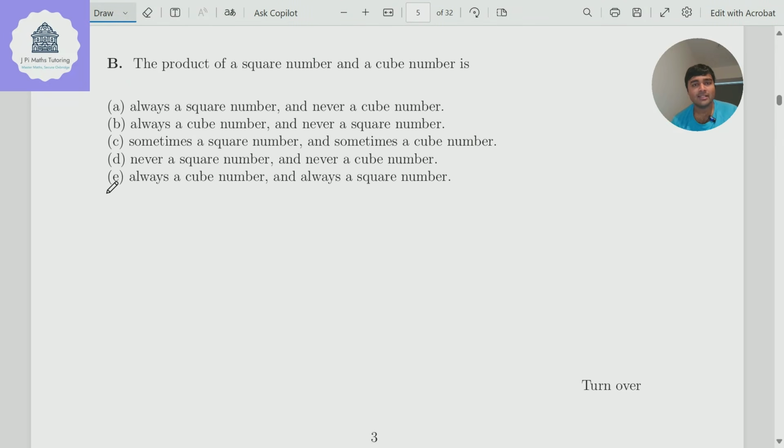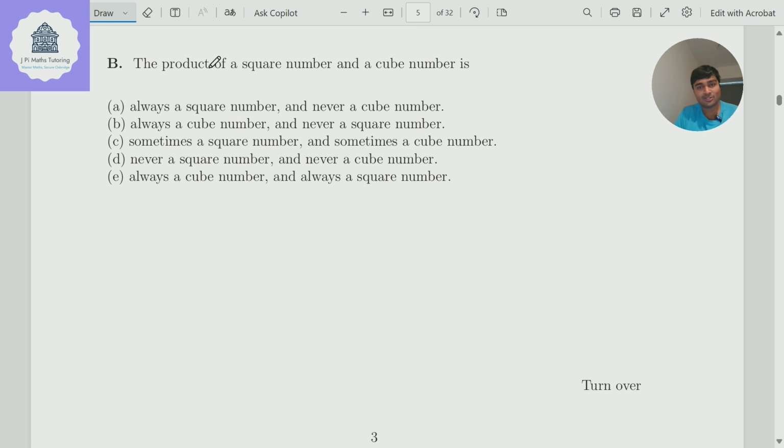Let's look at B. The product of a square number and a cube number is: always a square, never a cube; always a cube, never a square; sometimes cube, never square; never cube; or always a cube number and always a square. This looks like a weird question. It is a weird question. How do we approach weird questions? We just play around with it. So let's just mess around.